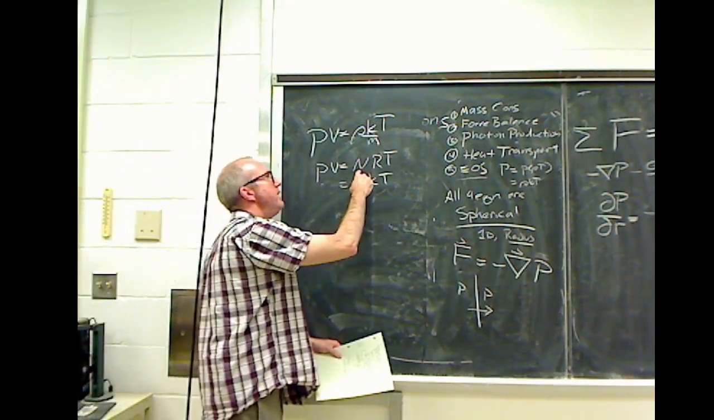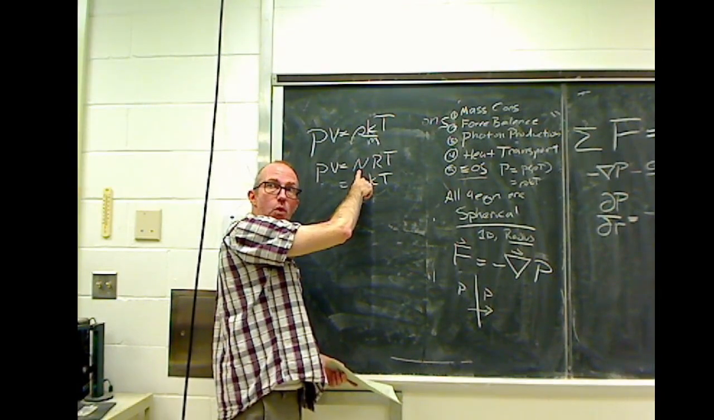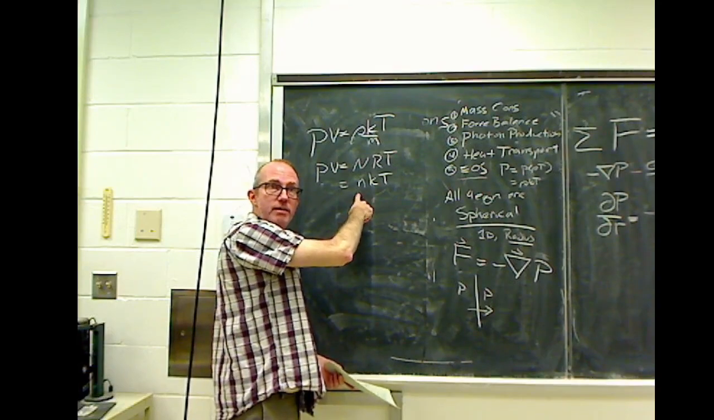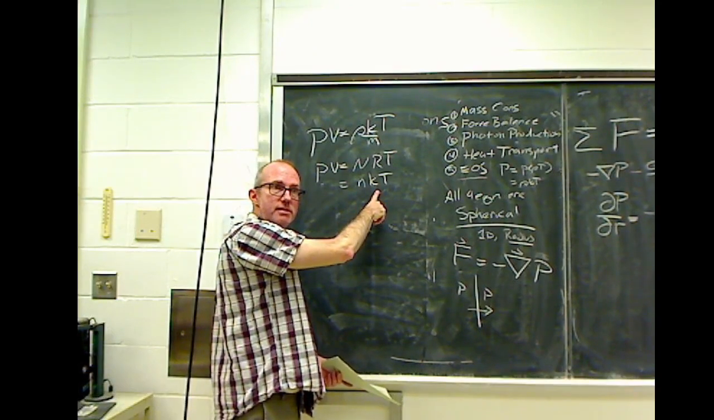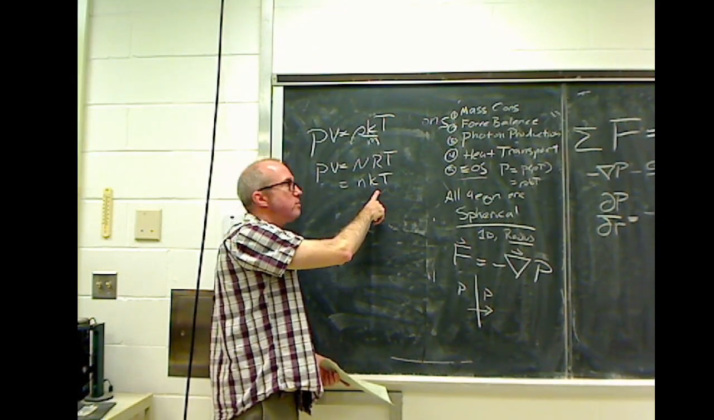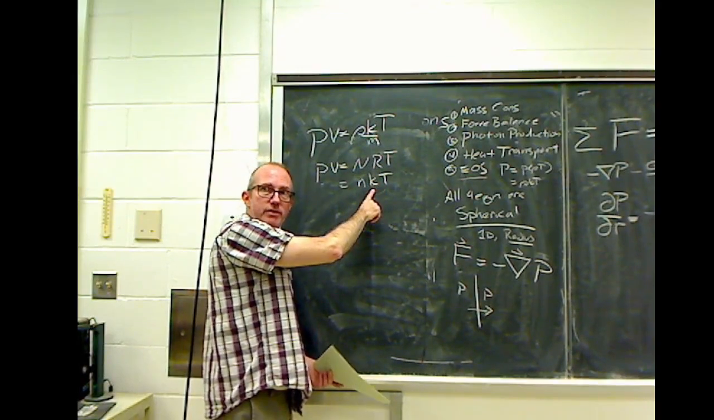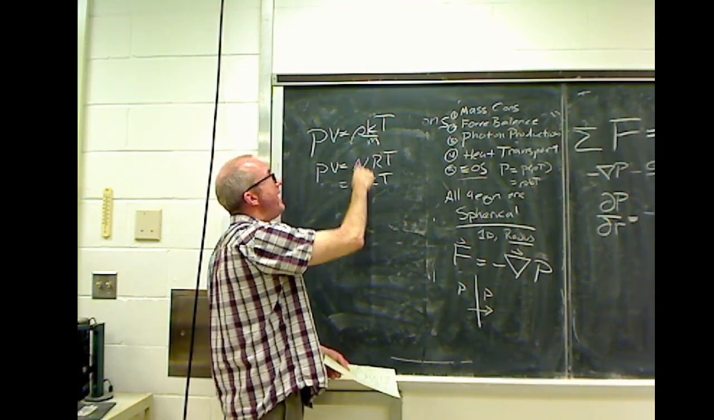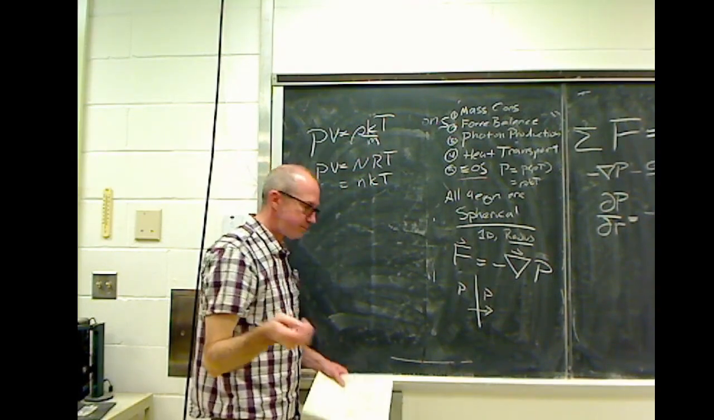So here N is the number of atoms in moles, and R is the gas constant. Here N is just the number of atoms, and K is the Boltzmann constant. So what's the relationship between R and K? It's just Avogadro's number. The relationship between M and rho is just the mass of the particle.